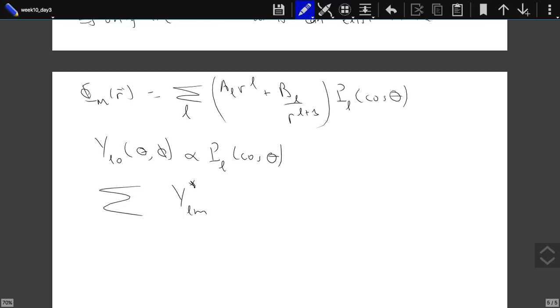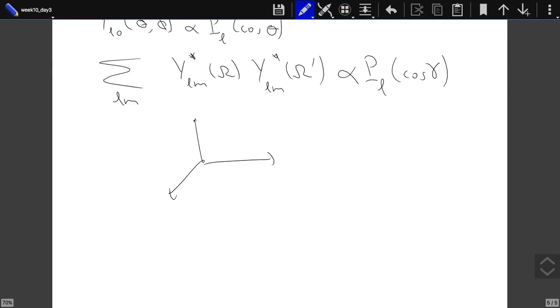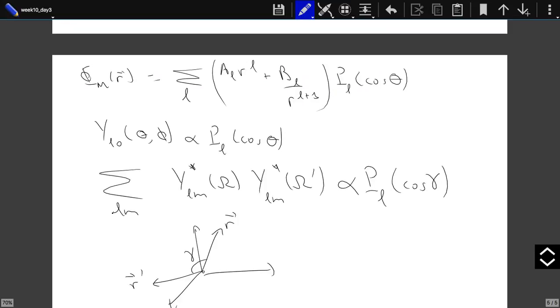You see, we have this R vector, we have this r prime vector. Gamma is this angle over here. Oh, sorry, I'm not summing over L. So it's the sum over m. Sum over m, yes, you're right.